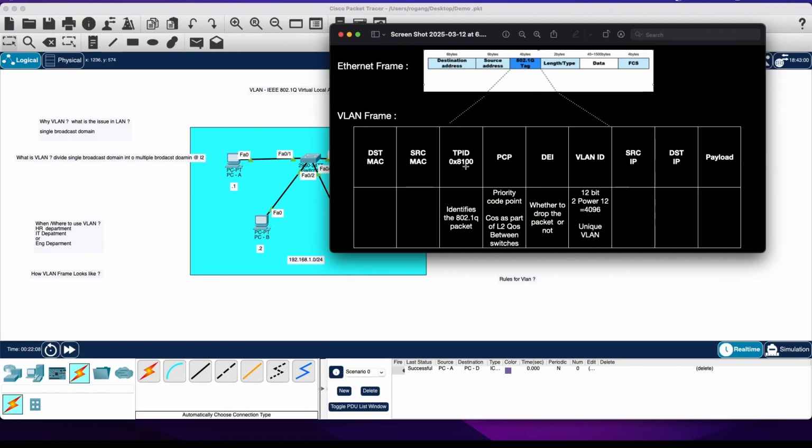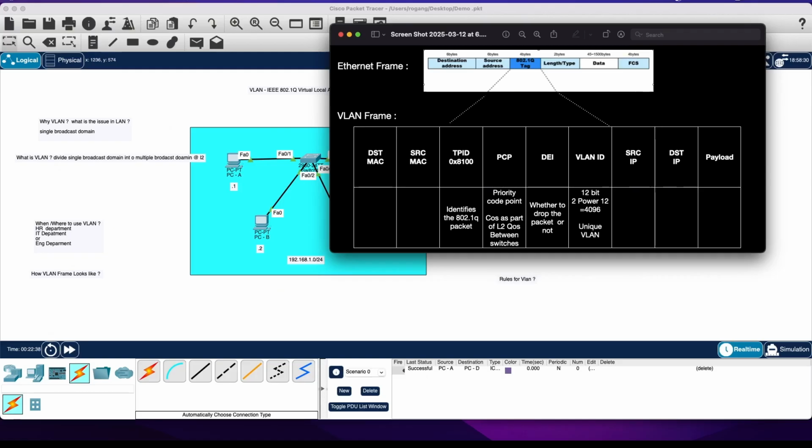So since we're looking into VLAN ID, we have to know how the frame looks so that we can understand how VLAN works. The TPID, the code 0x8100, which is a hex number, is the one which identifies the 802.1Q VLAN packet. Next, we will concentrate on the PCP, priority code point, prioritizing the traffic.